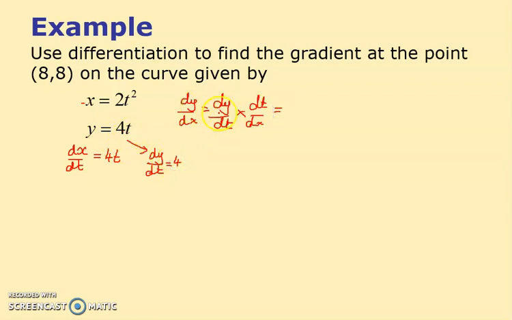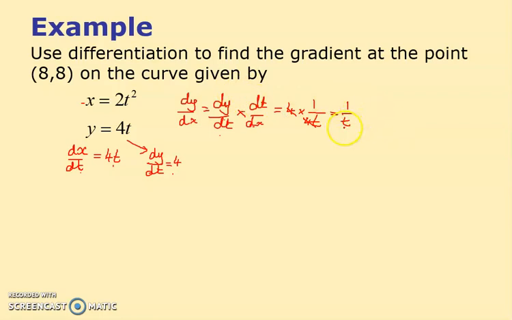So dy by dx equals dy by dt, well, I know that's 4, times dt by dx. And I've got a slight problem. I haven't got dt by dx, but I have got dx by dt. It's the upside down version of it. So this becomes 1 over 4t. If you find dx by dt, you can always turn it upside down to get dt by dx. And notice those 4's cancel, and the answer is 1 over t.